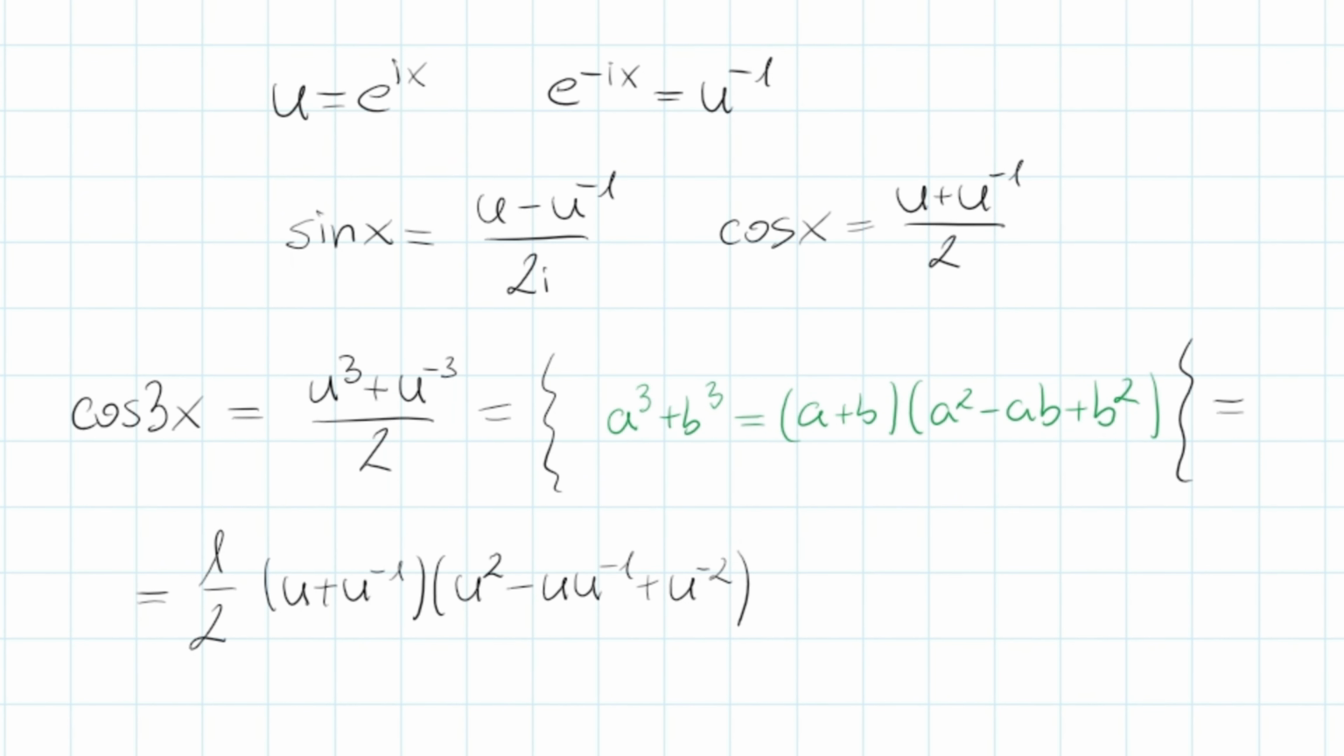We identify the first piece as a cosine of x. And in the second bracket, we see u squared plus u to minus 2, which is 2 times cosine of 2x, and u times u to minus 1 is just 1. Finally, cosine of 3x is equal to cosine of x times 2 cosine of 2x minus 1. As you try to derive more identities, you will see that it usually comes down to the ordinary algebraic identities. I hope you find this useful.